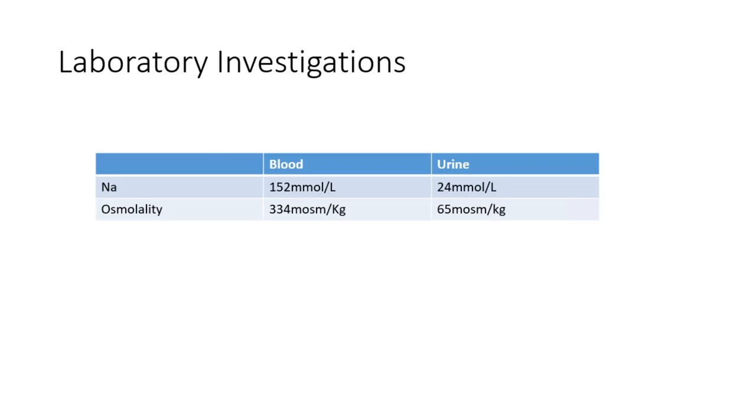At some point, the child is looking particularly bad one day, and some laboratory investigations show sodium is 152, urine sodium is 24 millimoles per liter, osmolality is 334. So this is deemed to be a slightly dehydrated child with hypernatremia. And then the child was started on some IV fluids and was waiting for a ward bed in A&E.